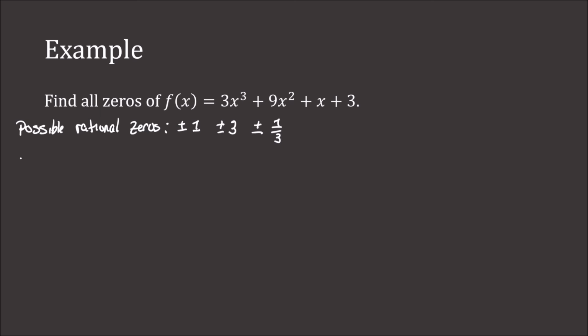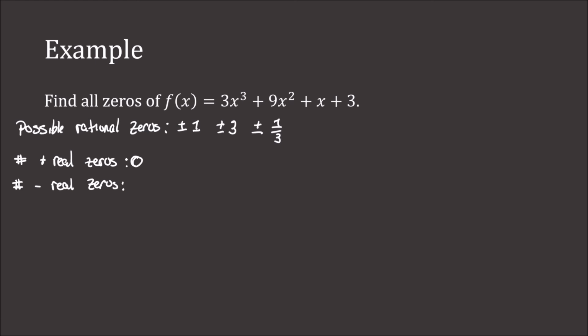Now we want to determine the number of positive real zeros and the number of negative real zeros. So look, there's no sign change in f of x, so we're not going to have any positive real zeros. This is going to cut our work in half, which means for rational zeros now, we take out all the positive cases.